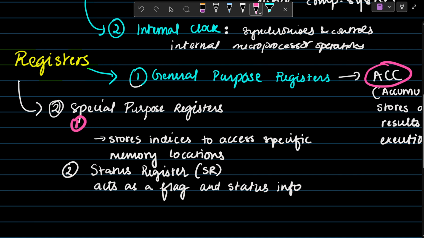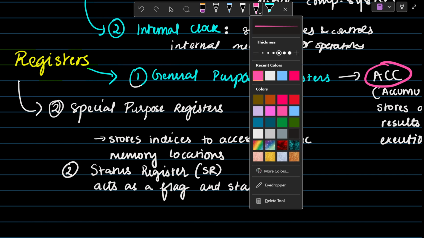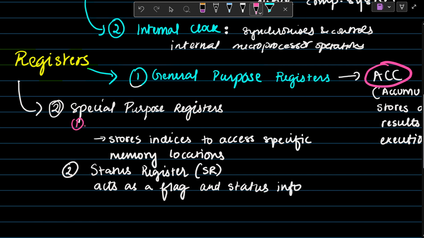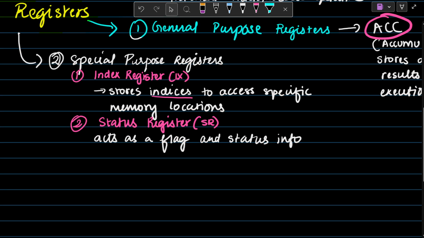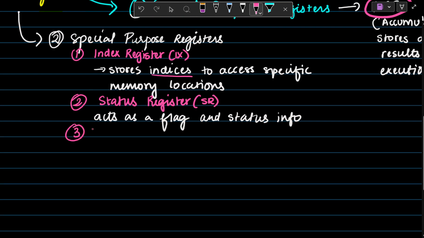I think I should write these in pink so that it looks different. So number 1 is the index register. IX stores indices to access specific memory locations. And number 2 was the status register, SR, which is basically a flag.